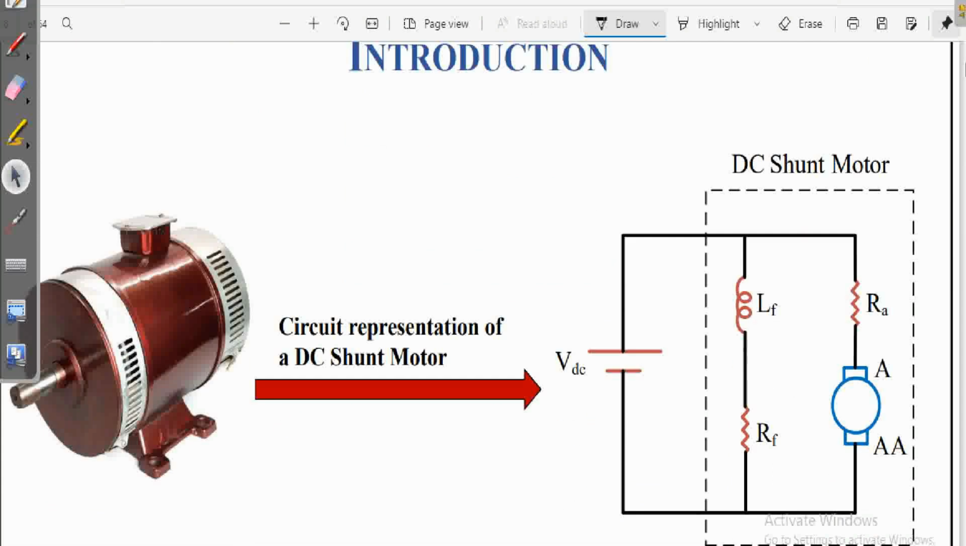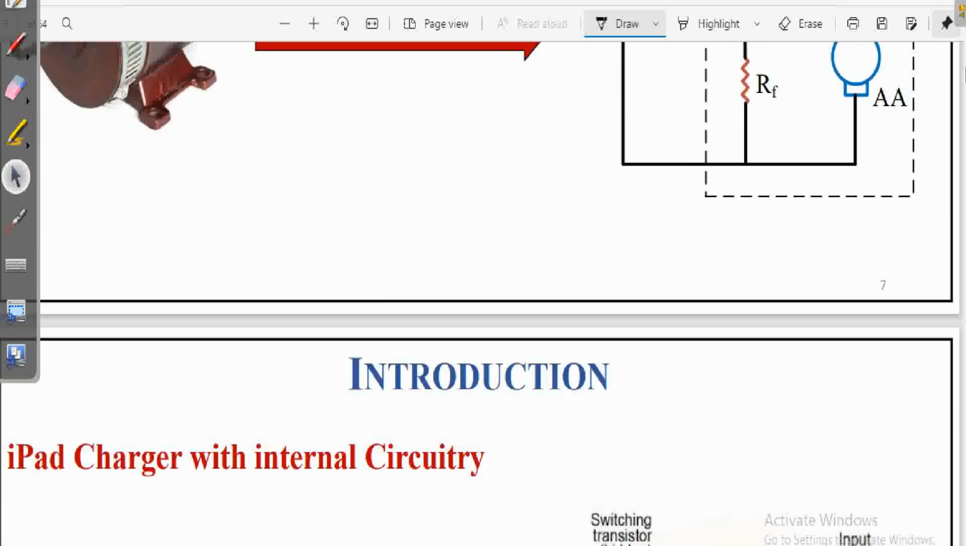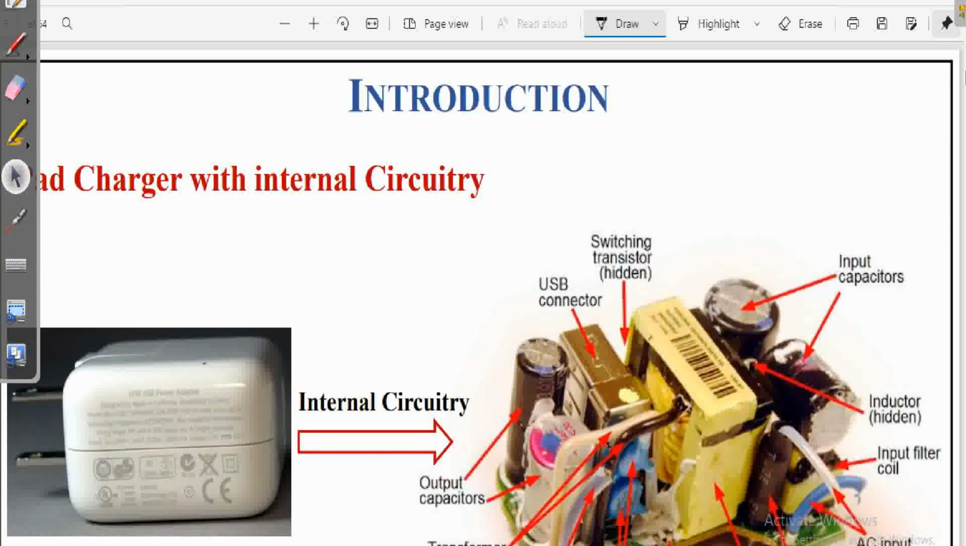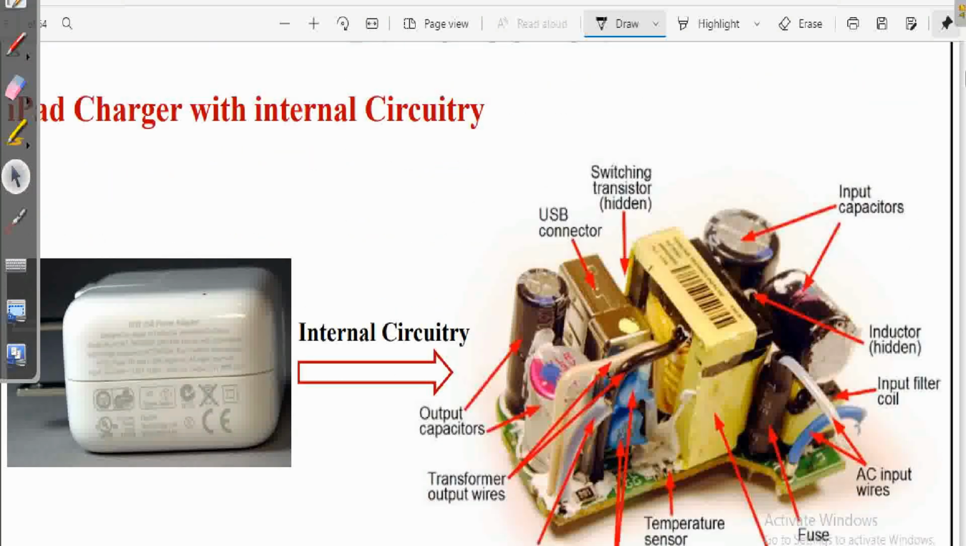And this is a DC shunt motor and its equivalent circuit. So this is about the transformer; the DC shunt motor you are going to see in future classes. And this is an iPad with its internal circuitry. This is what the iPad actually looks like from outside, but this is the internal circuitry of your iPad.